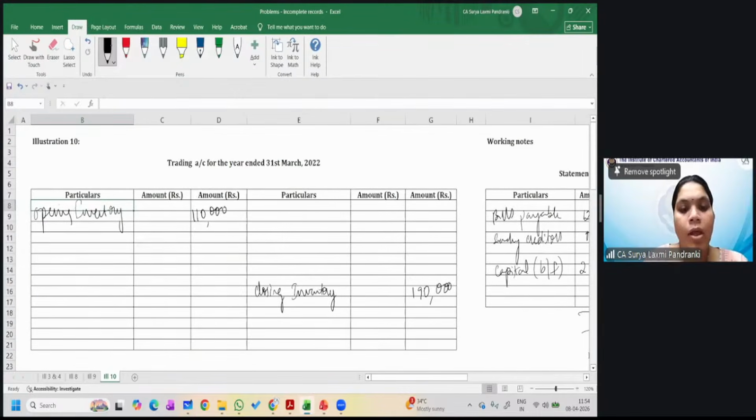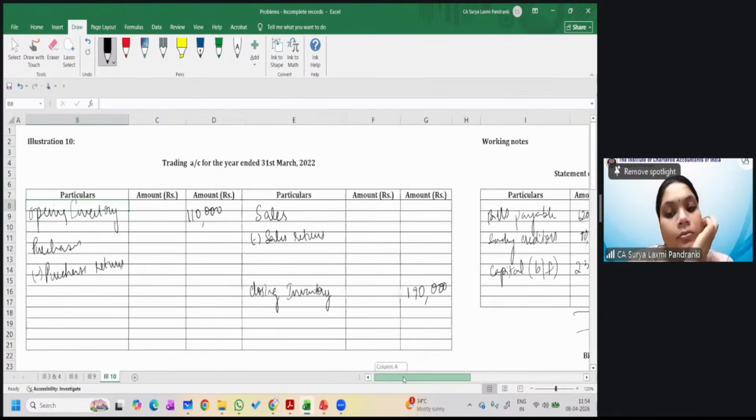What else will come? On the credit side, you'll have sales, minus sales returns. And on the debit side, you'll have purchases minus purchase returns. How much is sales and how much is purchases? Do we have this information anywhere?